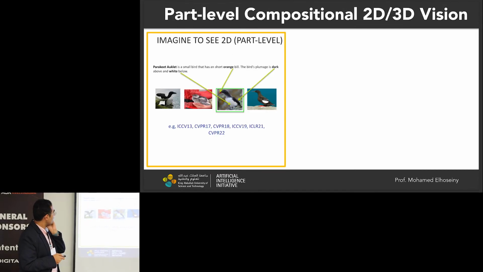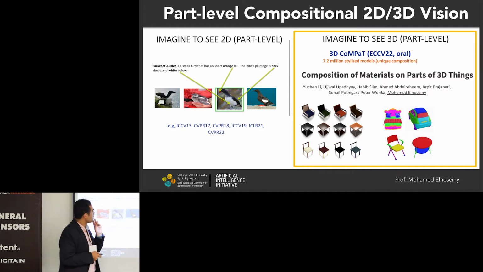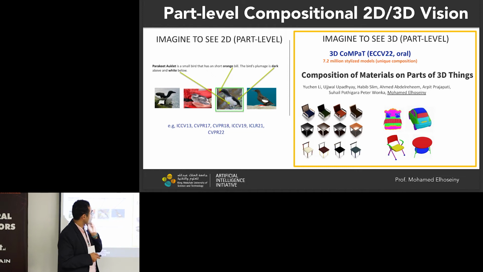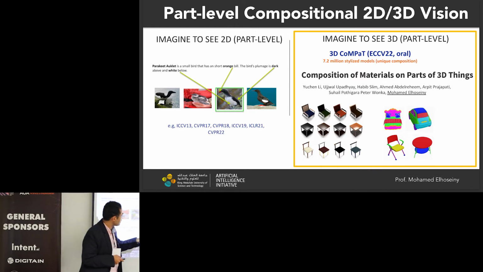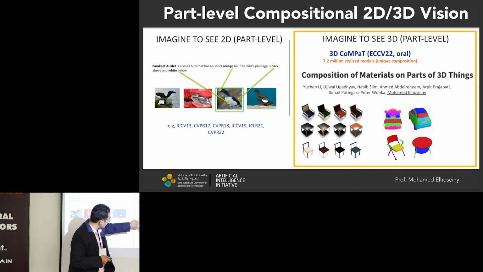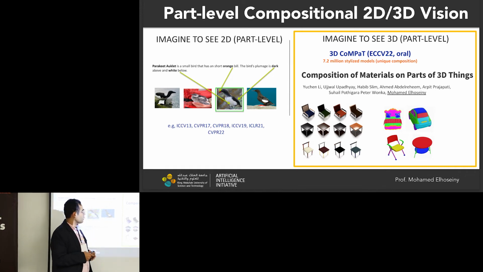Okay, so we have now discussed the three main stops. For imagining to see, we talked mainly about 2D space. We have at this ECCV a paper called 3D Compact Composition of Materials of Parts of 3D Things. It's a dataset of 7.2 million stylized models of unique compositions. And this means that we have, let's say this is a chair. We have stylized compositions of, like, let's say this is wood, this can be metal, the seat can be rubber, it can be leather, it can be just wood, etc. Right? So we collected this dataset.